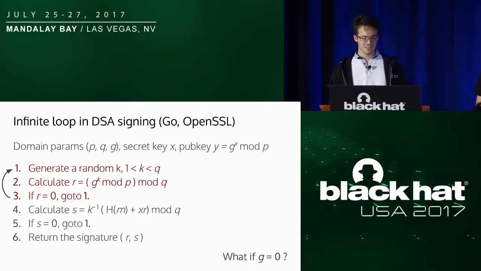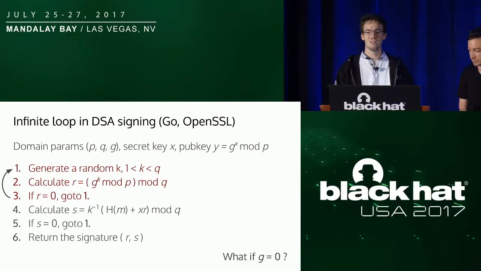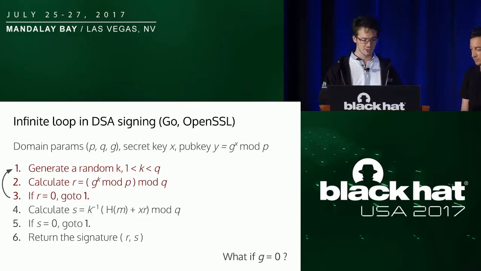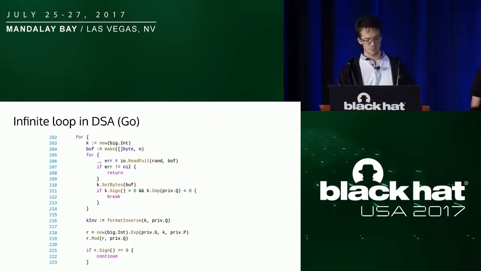But that's a problem if g is 0, for example. If g is 0, you can raise 0 to whatever you want, and you will get 0, I mean, always. So you get an infinite loop there. It's explicitly stated in the standard that the generator shouldn't be 0. But what if it is? Well, some libraries, Go and OpenSSL, for instance, won't check that. So we reported the problem to both.